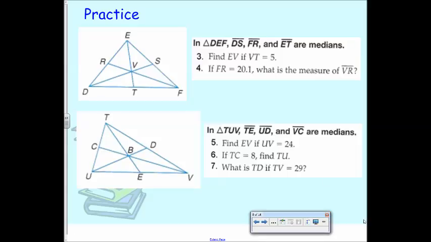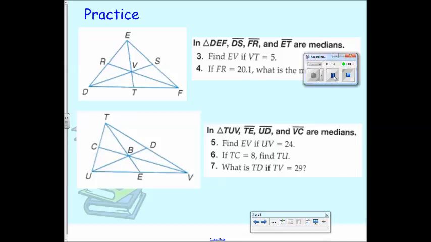All right, so when you guys are doing this, the one that I want to talk about, just to review, is number 4. If FR is 20.1, what is the measure of VR? So how do you find that? Somebody walk me through how you find FR. Tiara. Yeah, you're going to divide it by 3, and then VR ends up being which one, the shorter or the longer? So you get 6.7 and you're done there.